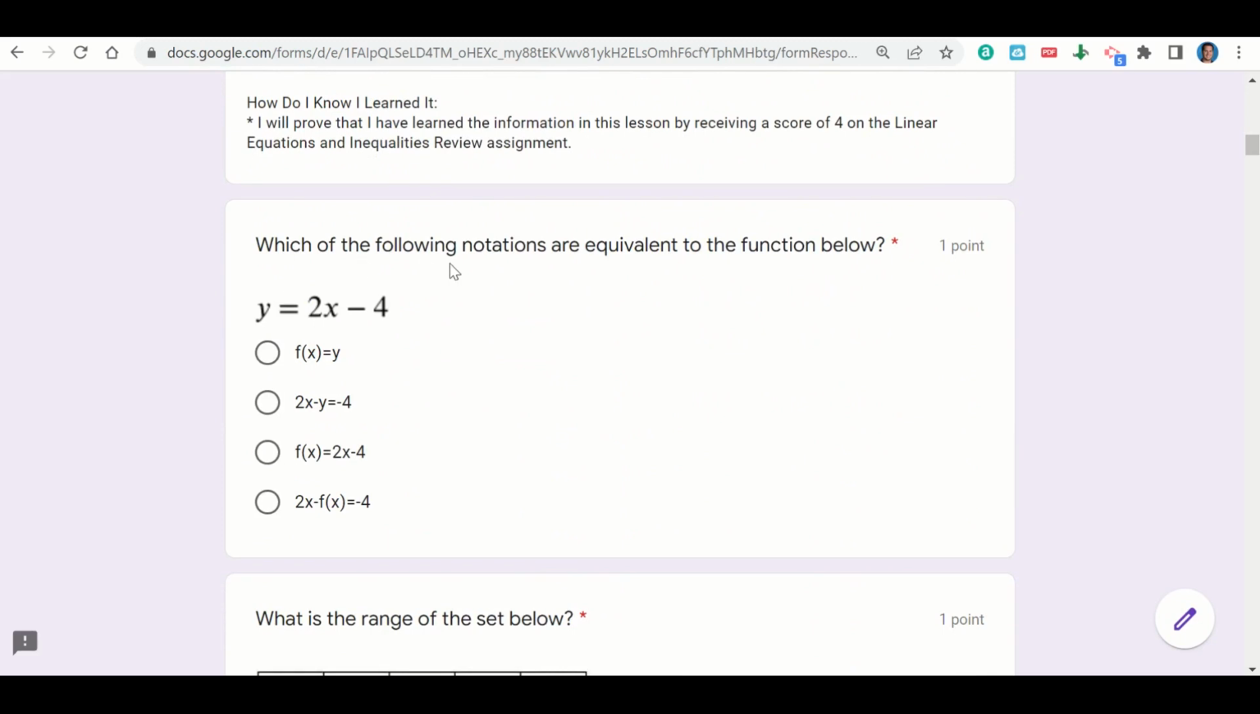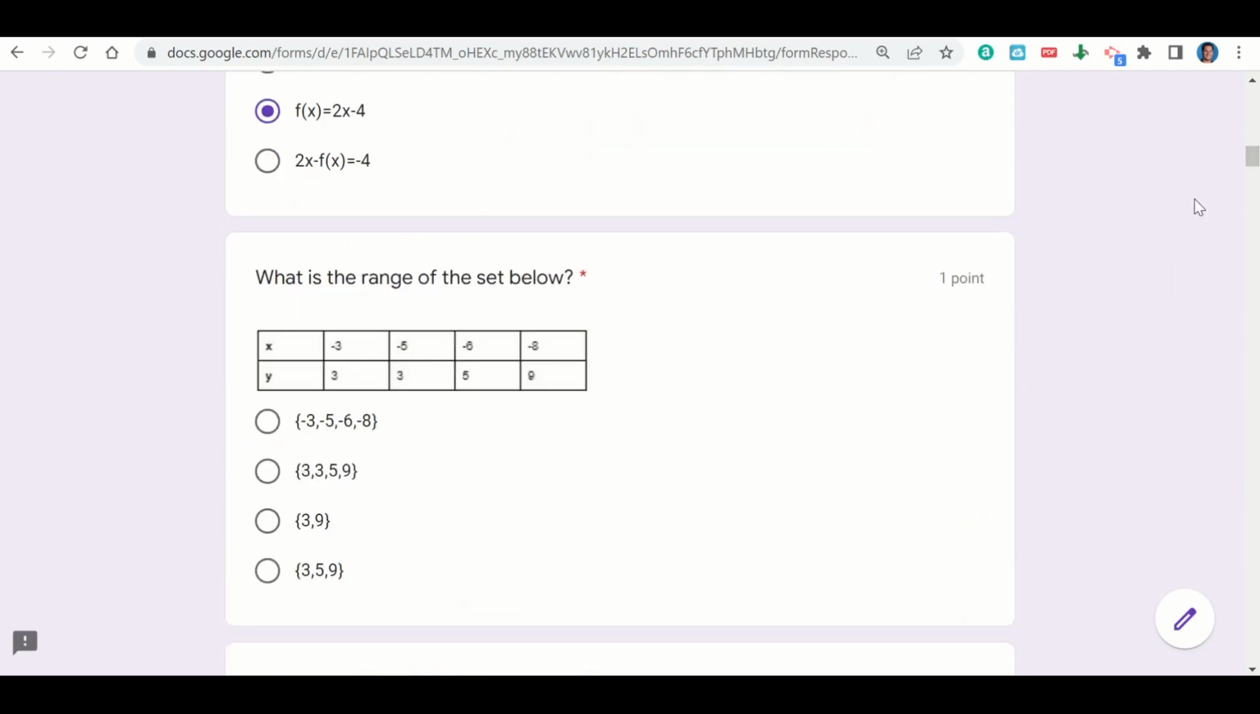So the first question asks, which of the following notations are equivalent to the function below? It says y equals 2x minus 4. Well, what we should remember is y and f of x are interchangeable. They mean the exact same thing. So I'm just going to change y to say f of x. So it should say f of x equals 2x minus 4. So I'm going to find that one, and that's right here.